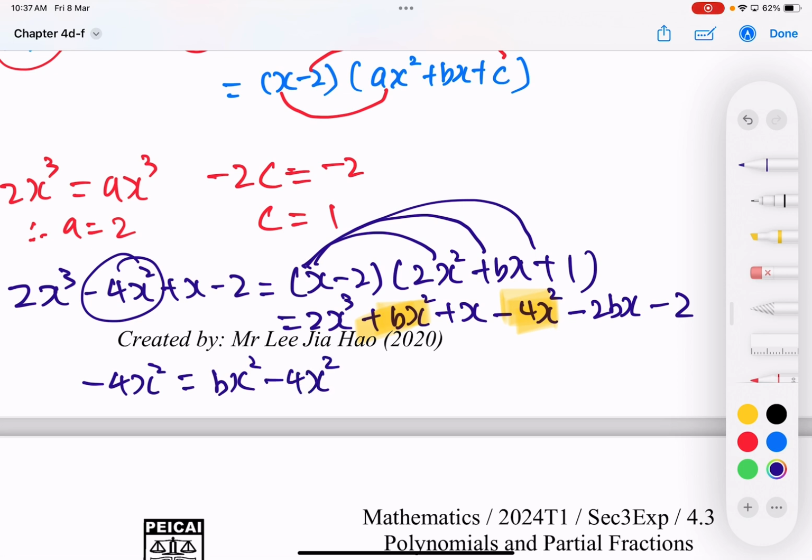So in order for this side to be the same as this side, can you see that b must be 0? So if b is 0, your factorization is done already. I'm not going to show it to you, otherwise you're going to copy.